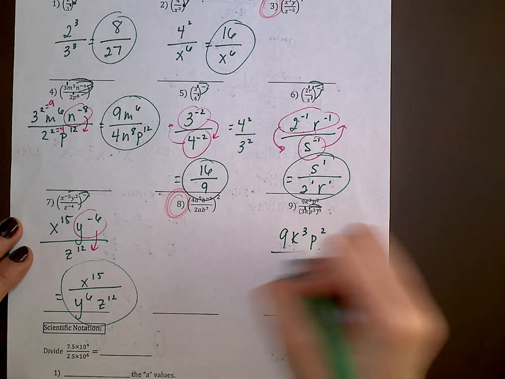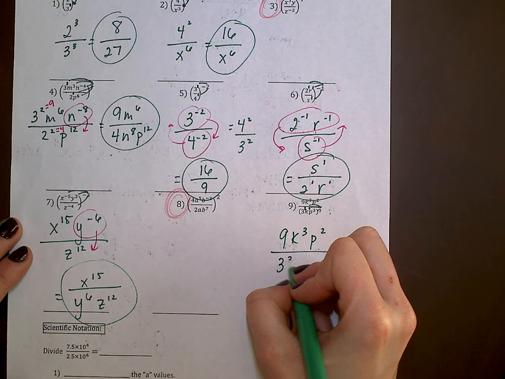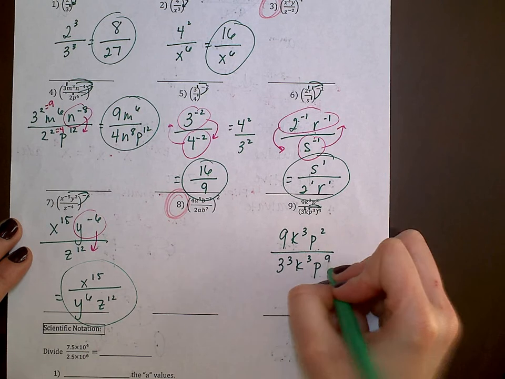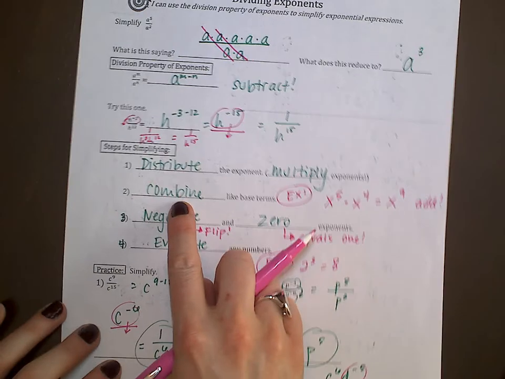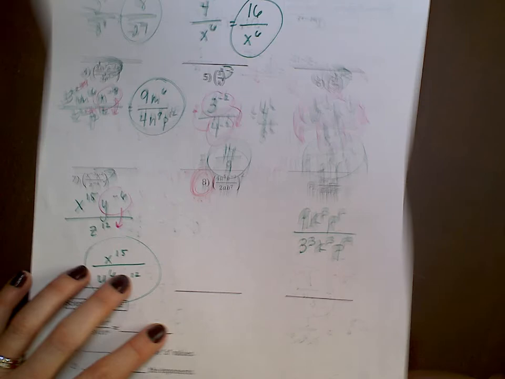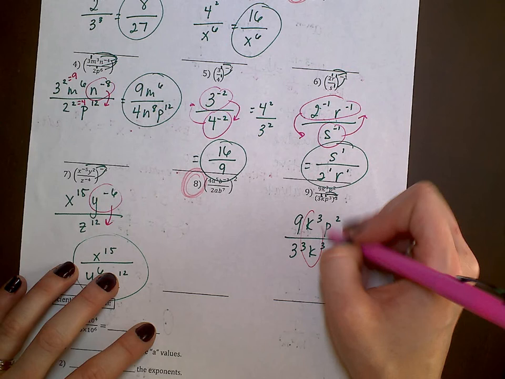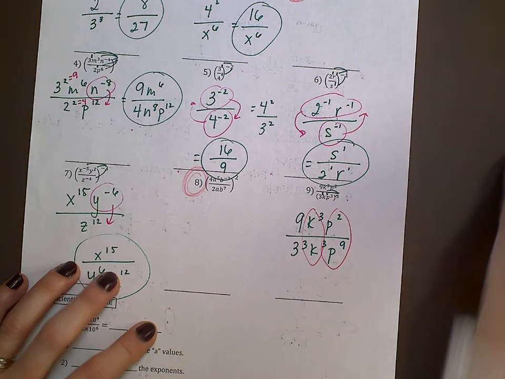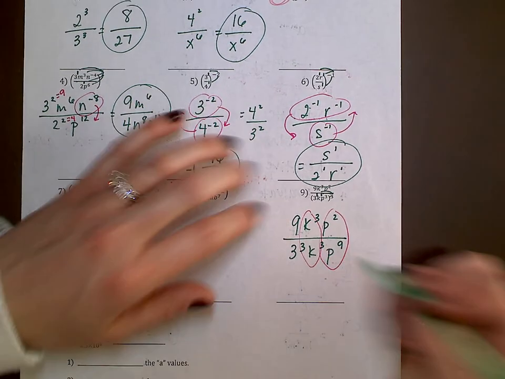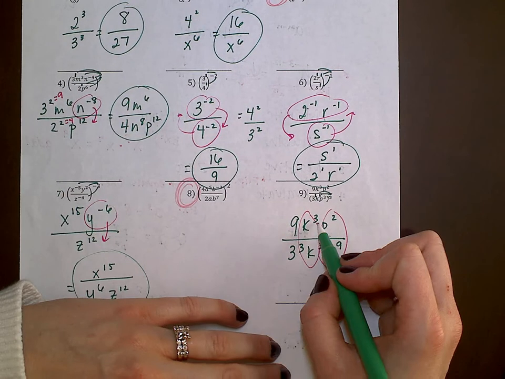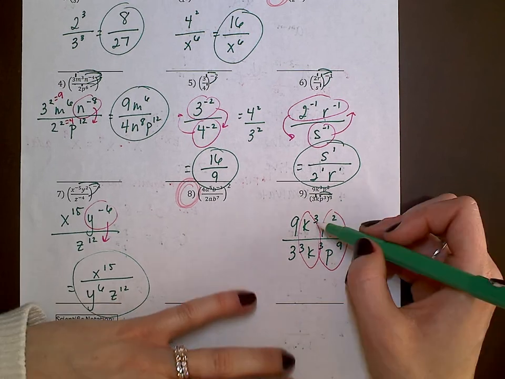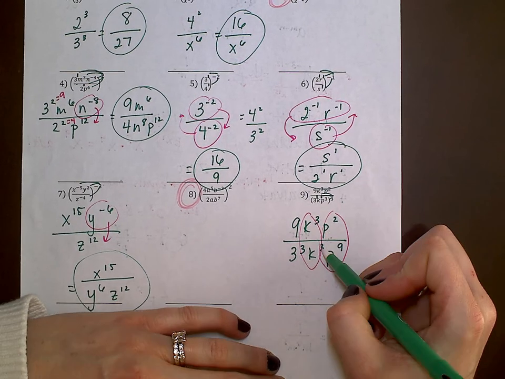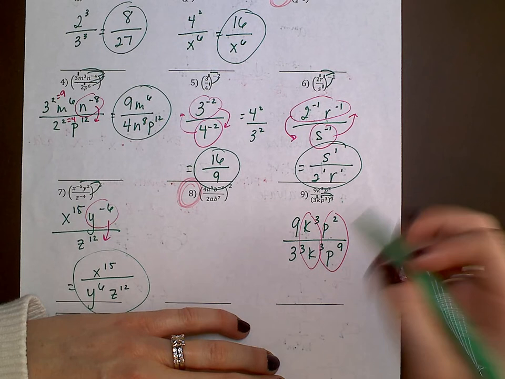On the bottom, it would be 3 to the third, k to the third, and p to the 9th. Okay, so I distributed. Now I can combine some stuff here. So I need to put the k's together, and I need to put the p's together. So I'll worry about the number later. You need to subtract the exponents to do this. So for the k's, it's 3 minus 3. So those are actually just going to eliminate, which is pretty easy.